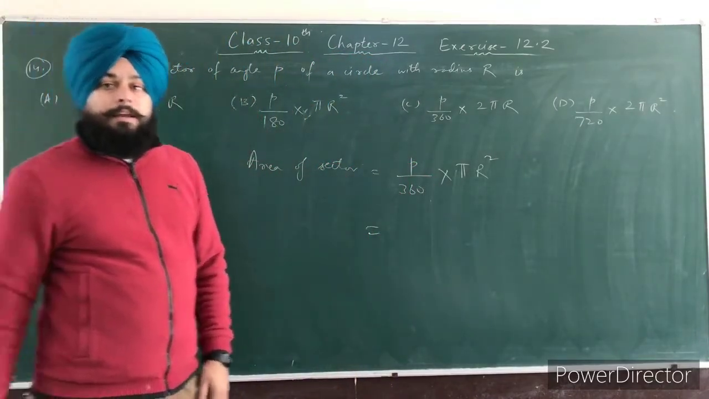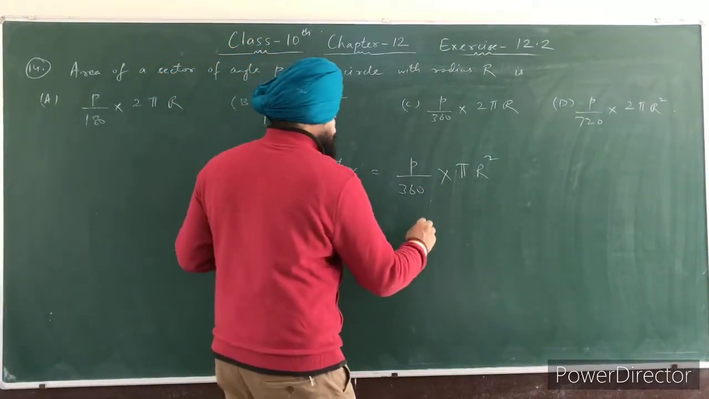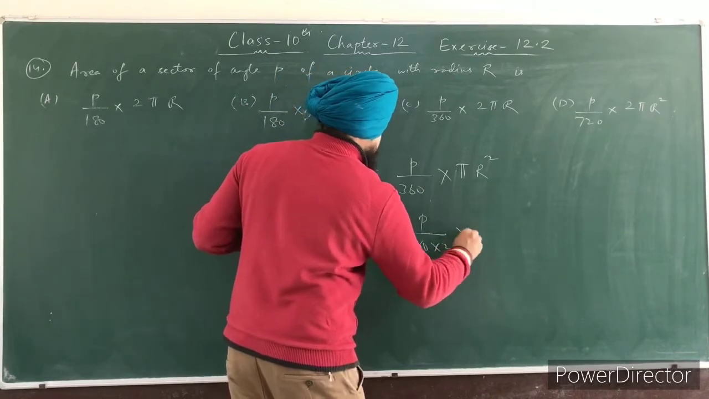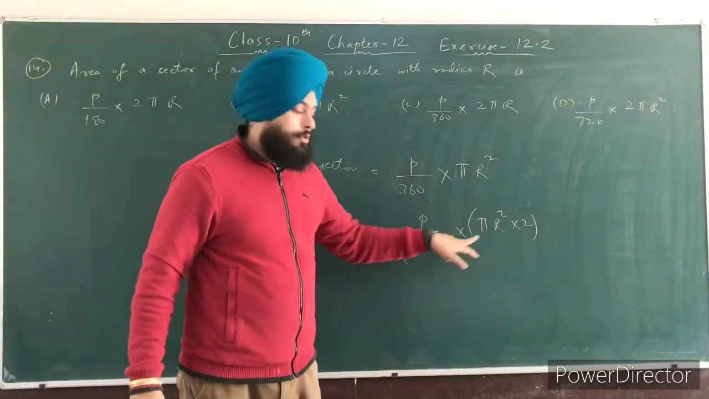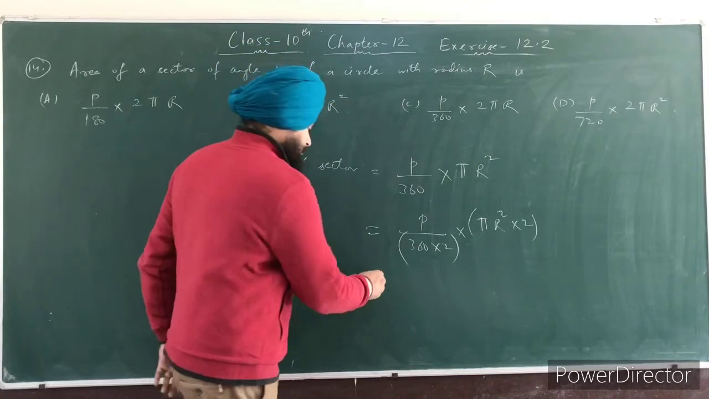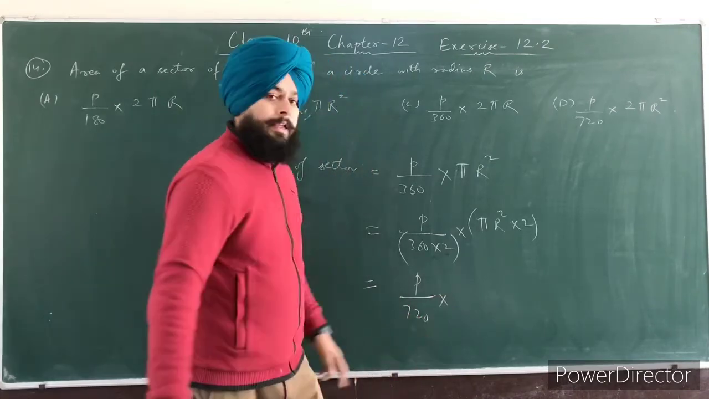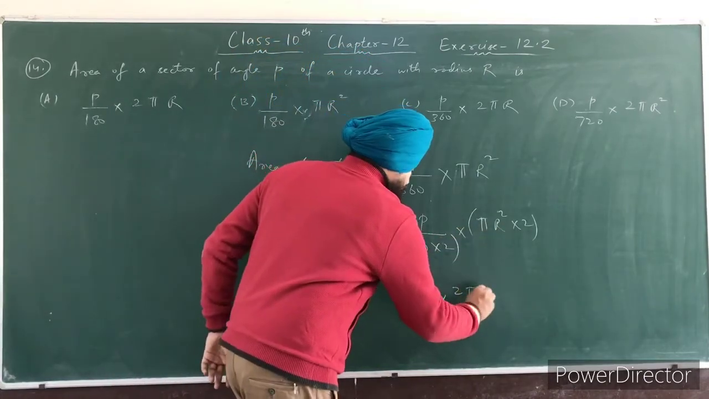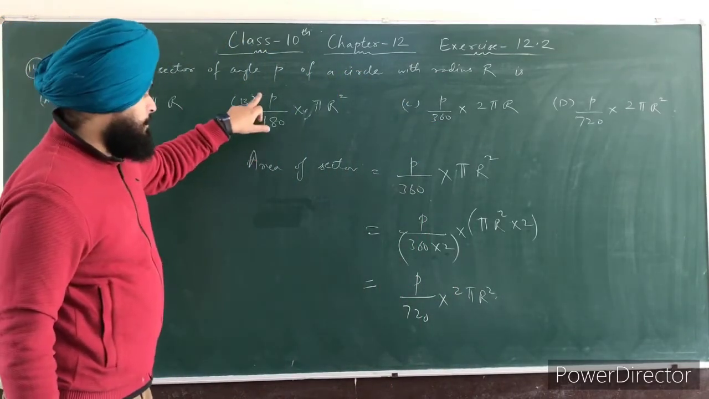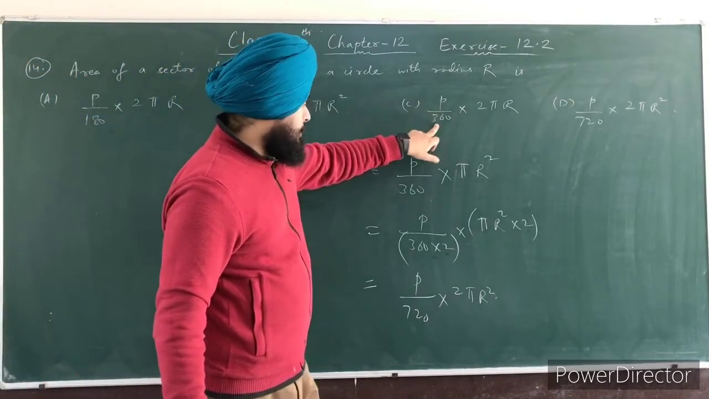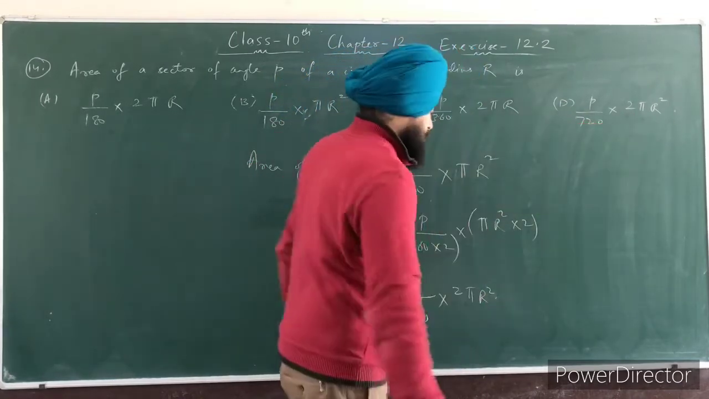So now you have to multiply and divide both numerator and denominator by 2. So P times 2 is 2P over 720, and 2 into pi r square is 2 pi r square. So you can see the options here. The first one is no. Second is P over 180, no. This is P over 360 into 2 pi r, no. Last is P over 720 into 2 pi r square. So our answer is option D.